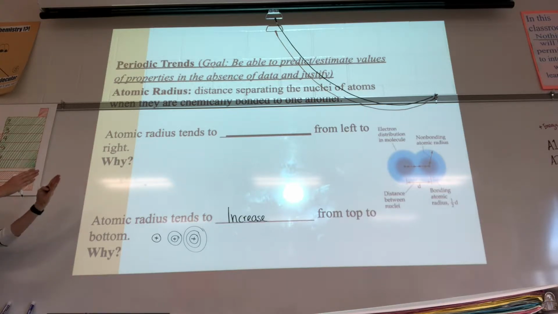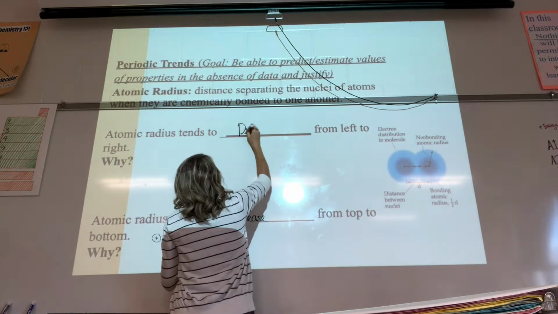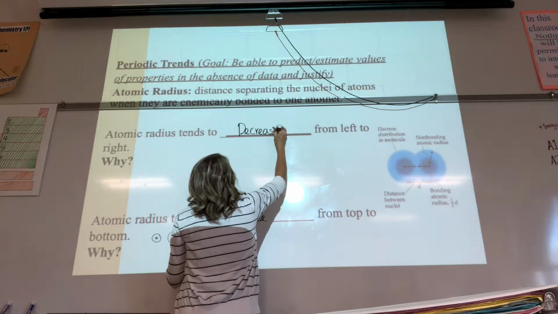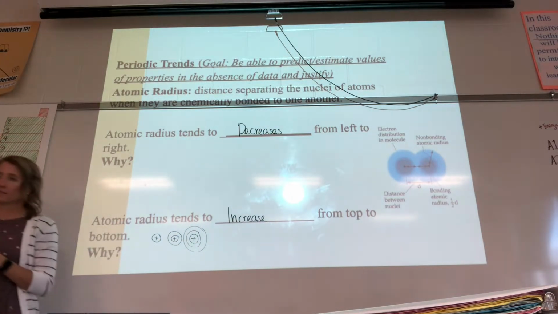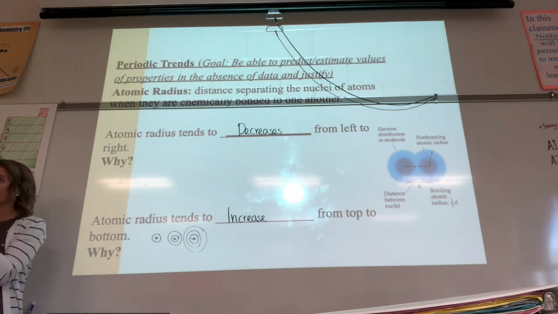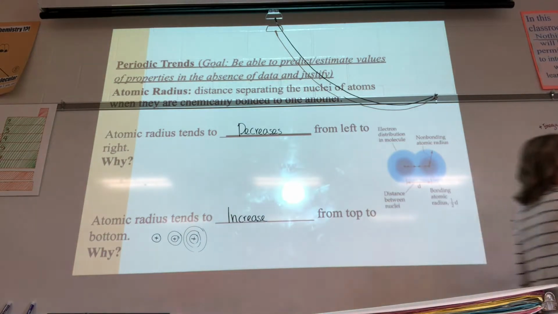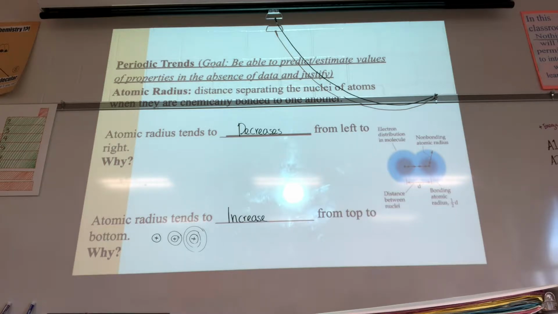As I go from the left to the right of the periodic table, atomic radius decreases. As I go from left to right, atoms get smaller in size. Now this one's not as intuitive, because a lot of you would argue, well, wait, xenon's like way bigger, like 131. Rubidium's like 85. But that's just its mass, not its actual physical size.